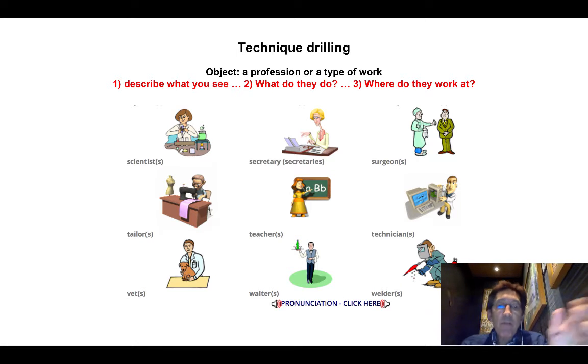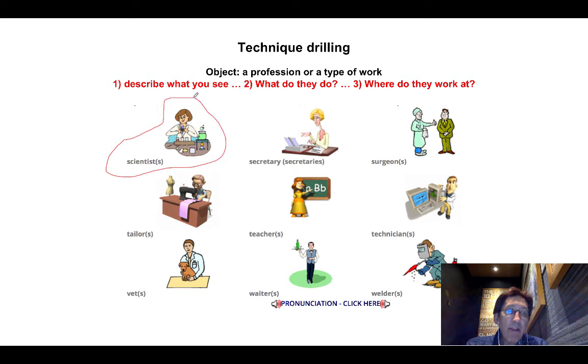On page 12, today's objects are going to be in the form of a profession, a type of work that people do. First of all, I'm going to give you a picture as an example, like the scientist. What you're going to do first is describe what you see, in detail, using simple English.